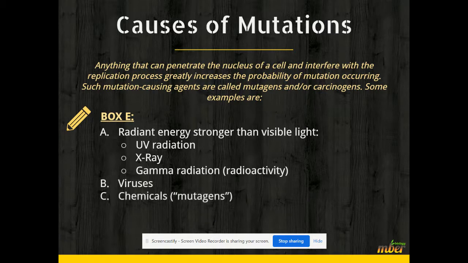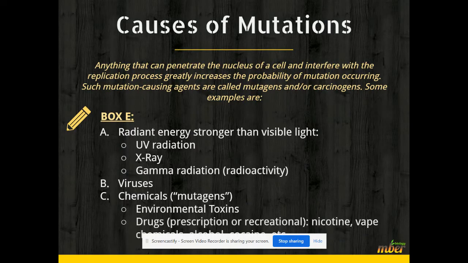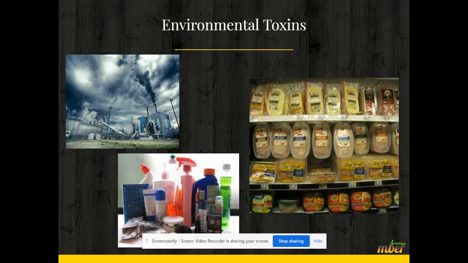Viruses. So viruses and chemicals. Chemicals can be environmental toxins, prescription drugs, or recreational drugs such as nicotine, vape, alcohol, cocaine. So environmental toxins. We have the stuff that factories introduce. We have chemicals that we use to clean, makeup, stuff that we stick on our skin. That's why we have testing for all of these products to make sure they're safe and they don't cause any issues. We also have chemicals in overly processed food.